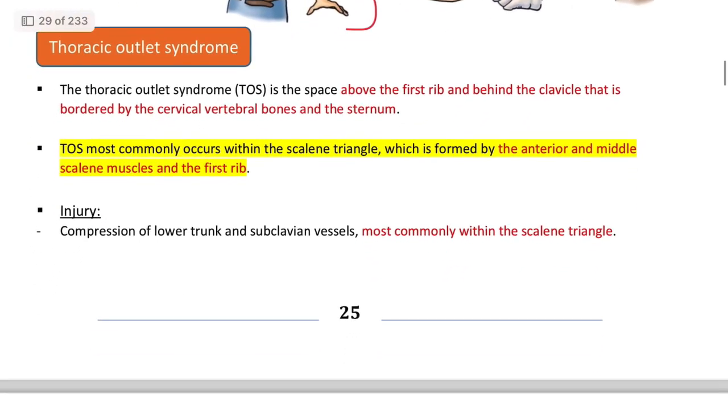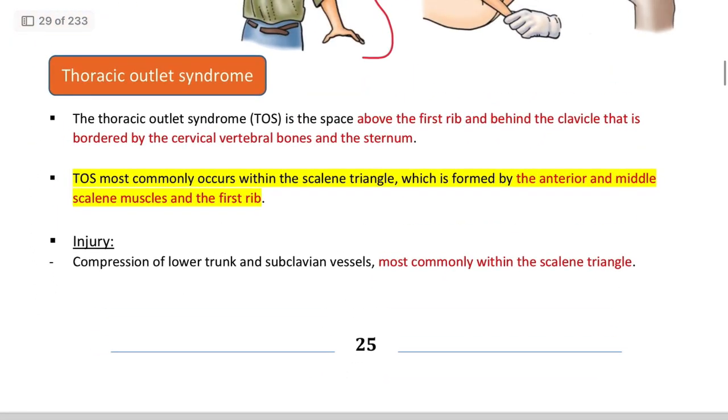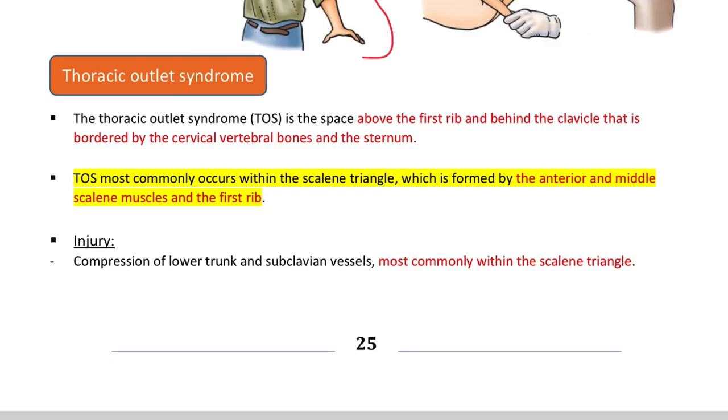Next pathological condition is thoracic outlet syndrome. This thoracic outlet syndrome, also known as TOS, is the space above the first rib and behind the clavicle that is bordered by the cervical vertebral bones and the sternum. Here, what will happen? In the neck region we have some muscles that we call scalene muscles, or the scalene triangle, which is formed by the anterior and middle scalene muscles and the first rib.